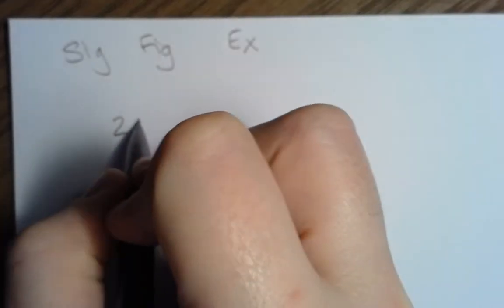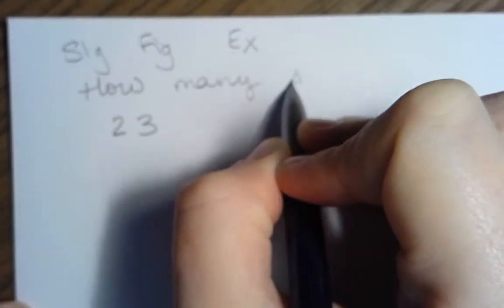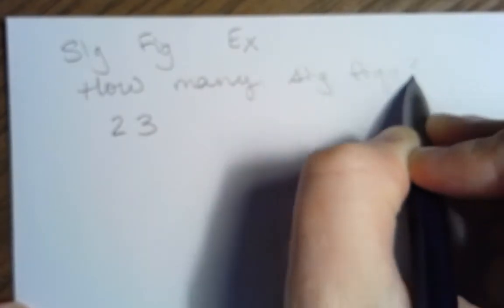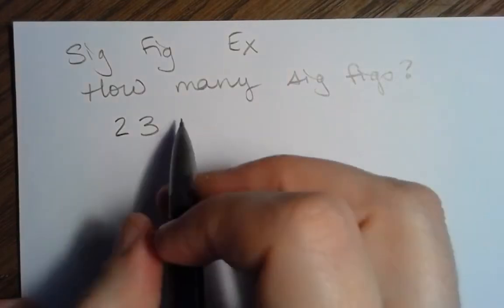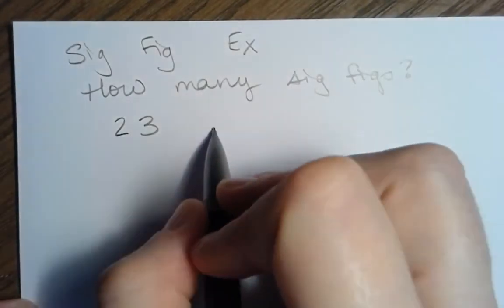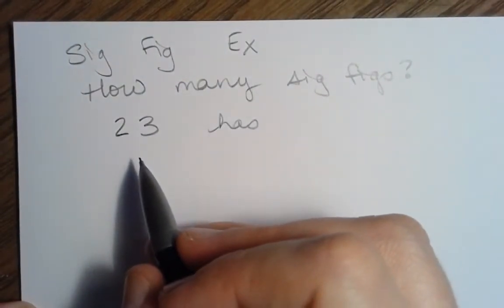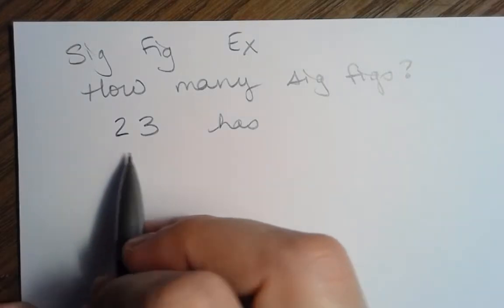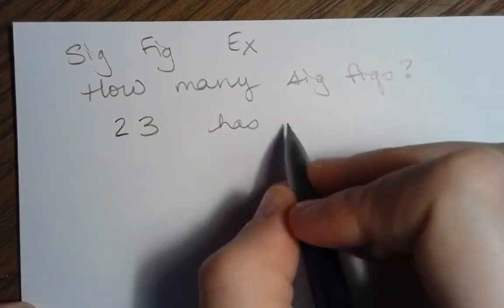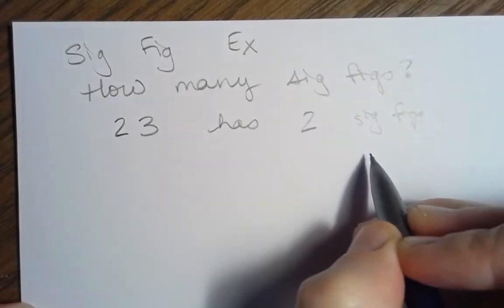Your question is, how many sig figs? Here we're just counting how many sig figs are in the number. How many place values can we confidently measure with this tool? Okay. 2 is significant, 3 is significant. 23 has 2 sig figs. You do not have to write sig figs.